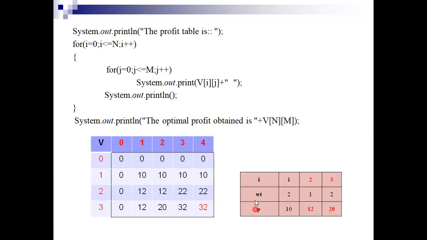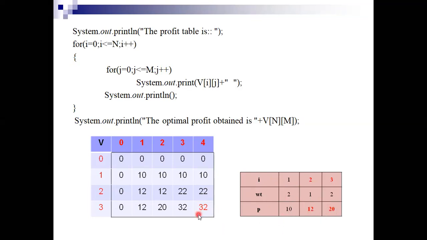So you have the objects 1, 2, 3 whose weights are this, profits are this. So 32 is the profit which has been obtained. So you can see in the table here which object will be selected in order to satisfy this constraint. You can just see the profits, right? If you see the profits easily, you can just get to know that the second and the third object is selected, 20 plus 12, right? Whose profit is now 32.